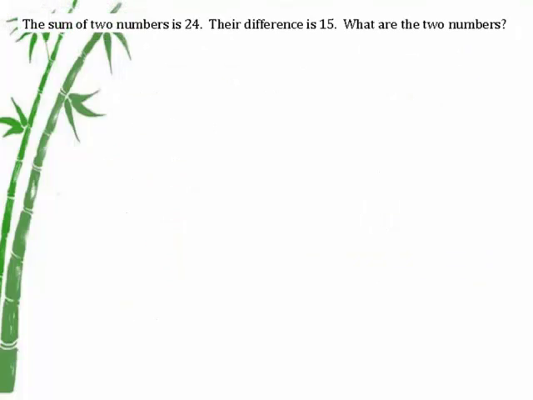Okay, here's another type of problem that you can solve with a system of equations. We have the sum of two numbers is 24, their difference is 15. What are the two numbers? Well, I can say that x is number 1 and y is number 2. The sum of the two numbers is 24, so x plus y is equal to 24, and the difference is 15, so x minus y is equal to 15.